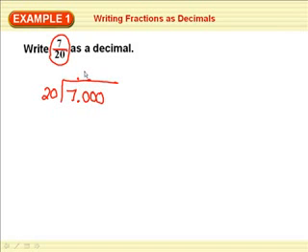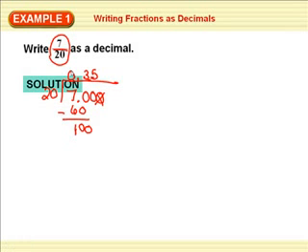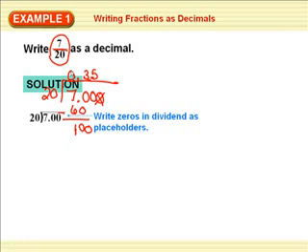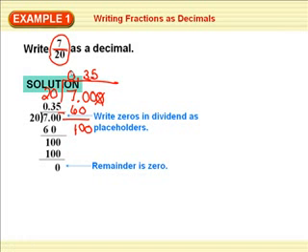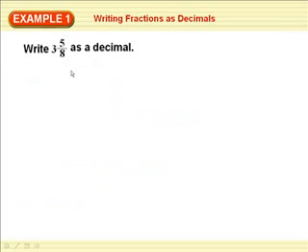20 goes into 73 times, which is 60. Subtract, bring that one down, and 20 goes into 100 5 times. I didn't need that 0, so the correct answer would be 35 hundredths. See how they did it? Same deal, and same answer. So look, got to do some of that dividing.